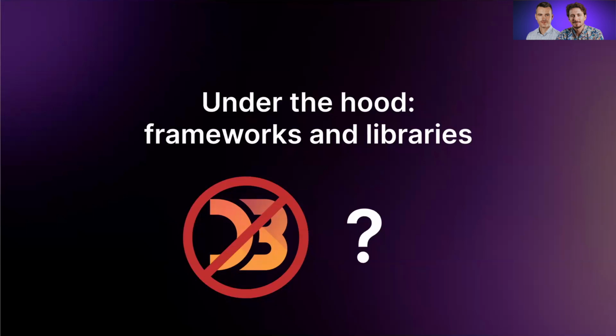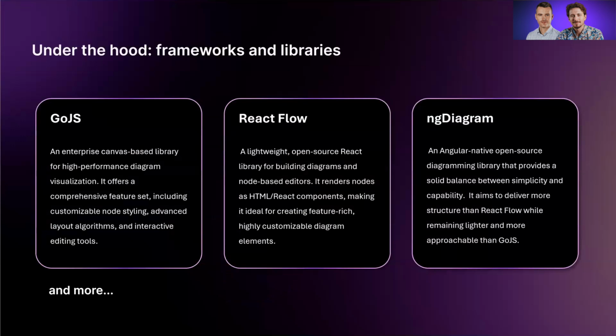So if not D3, what could we use instead? Those are the libraries we use at Synergy Codes to create diagrams: GoJS, React Flow, and ng-diagram. GoJS is the only enterprise library, which is paid, and React Flow and ng-diagram are open source. GoJS is a very mature library. It was created in late, I would say, 2008, probably.